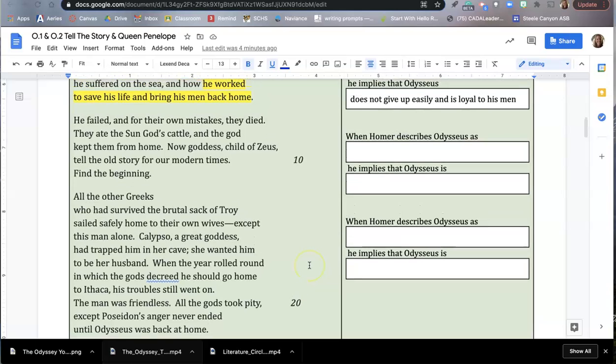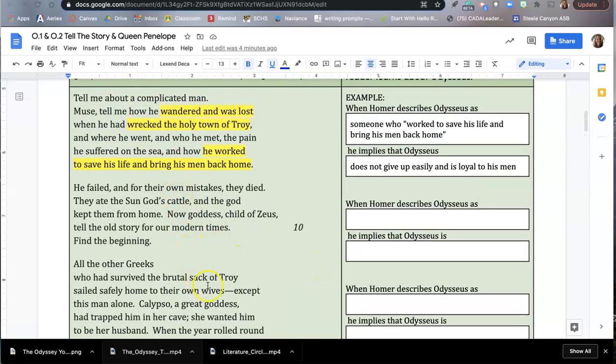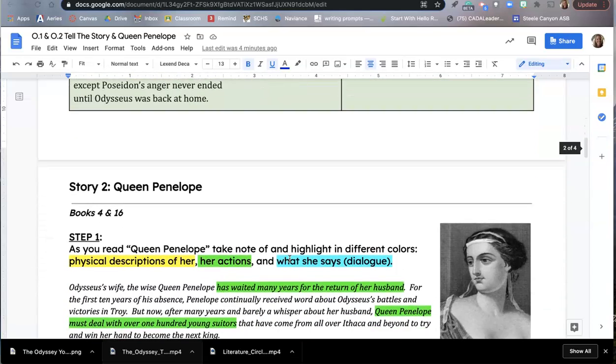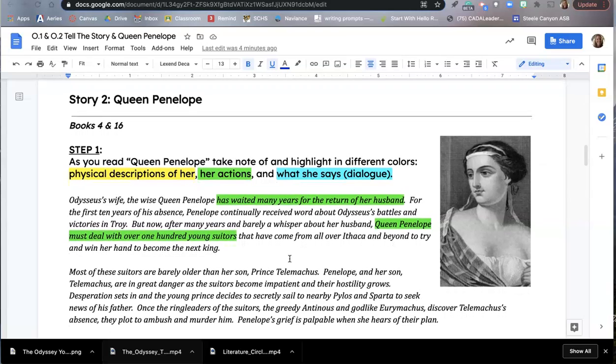So what you're going to do is first highlight any other parts in here that describe Odysseus, and then you're going to write 2 more sentences about Odysseus based upon the evidence that you choose. Let's move on to the next story. The next story is about Queen Penelope, and this story is about what's happening to her while Odysseus has been away. So for this one, in the actual original story, it's books 4 and book 16. So it's combined into one story for us, and we're calling this story 2 on Queen Penelope.